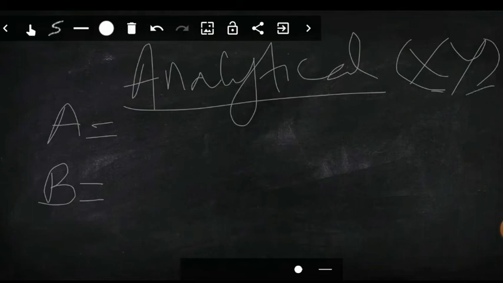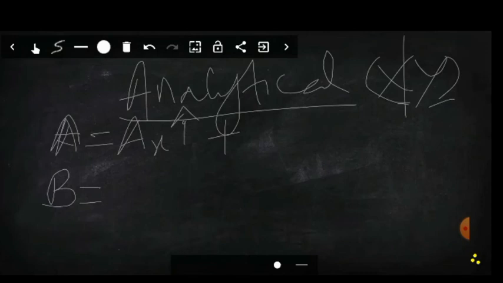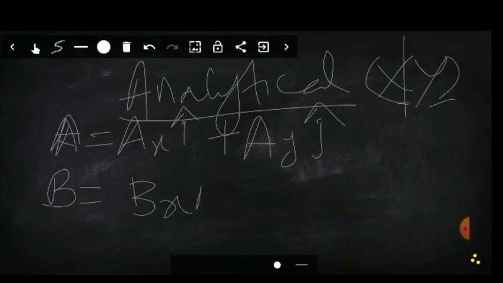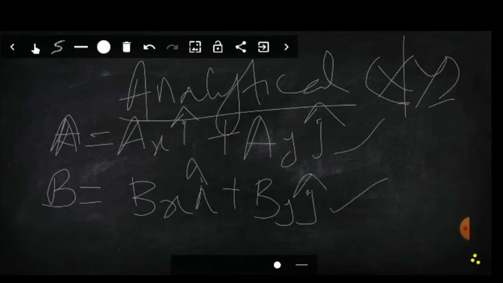So the vector A can be expressed in terms of its x component and y component, that means axi plus ayj. i and j are the unit vectors, representing direction. Similarly the vector B is bxi plus byj. Because we are considering the xy plane, we consider the x component and y component for both vectors A and B. And in this analytical method, how can we add them?